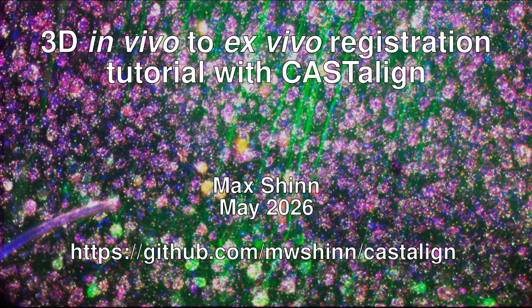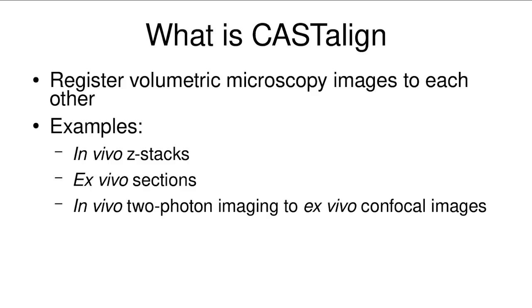what is the purpose of any of this? CASTalign allows us to register different volumetric microscopy images to each other, and it allows us to manage large sets of transformations between images, because we'll usually have a lot of images that we want to align in a typical experiment. This can include in vivo z-stacks, ex vivo sections, and also aligning in vivo two-photon to ex vivo confocal, where you're often going to have a lot of warping and complicated transformations, and we need to link these all together.